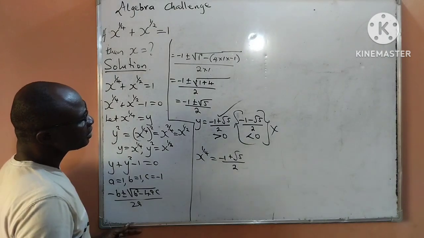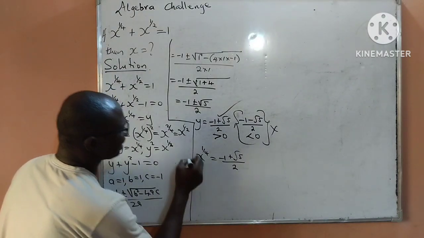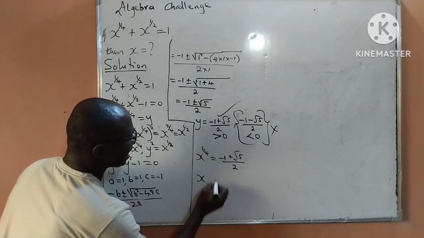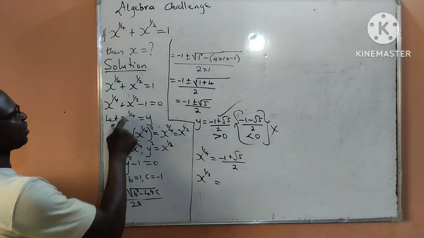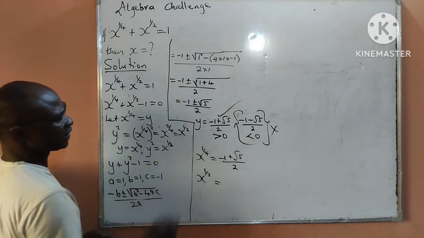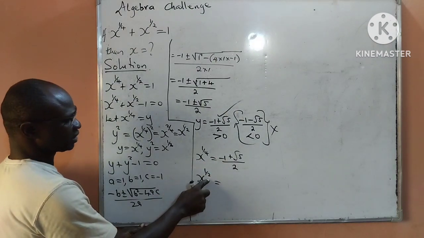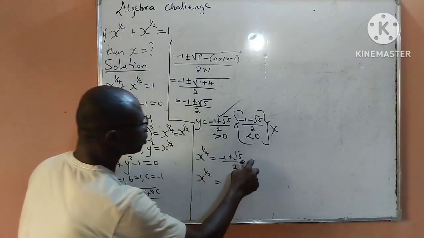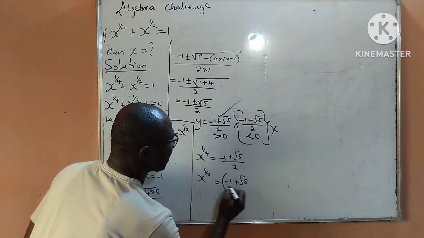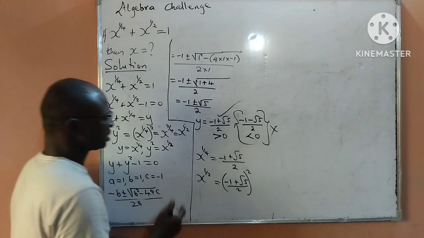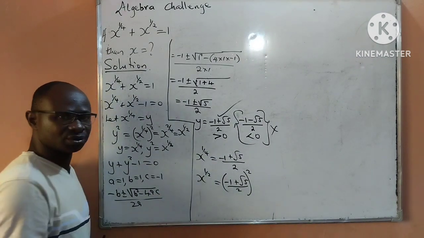Now, to get x here, if I square x raised to the power 1 over 4, I am going to get x raised to the power 1 over 2. Meaning that squaring y here gave me x raised to the power 1 over 2. I will also square this side to have it as (minus 1 plus root 5 over 2) squared. Meanwhile, x raised to the power 1 over 4 squared is x raised to the power 1 over 2.